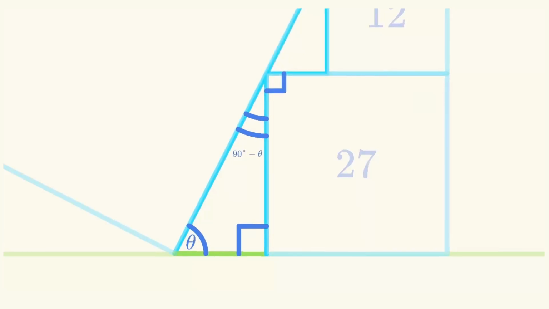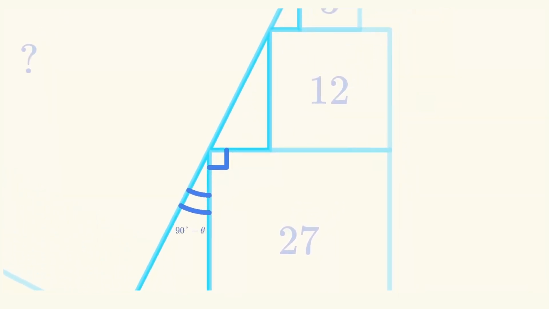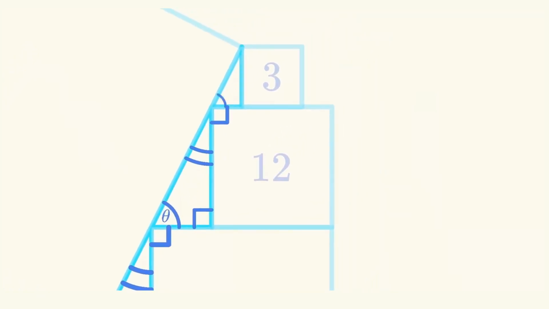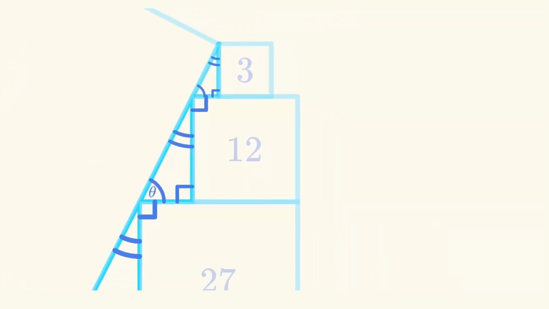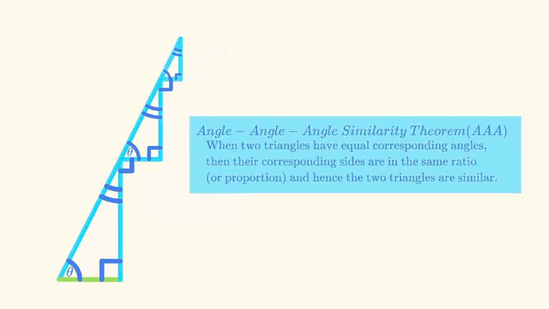Now, because this angle inside the square is 90 degrees and this angle is 90 minus theta, we know that this angle must be 180 minus 90 minus 90 minus theta, which simplifies to theta. Accordingly, we find that all of the angles in the middle triangle are congruent to the angles in the bottom triangle. We can repeat this process with the top triangle. Then, using the angle-angle-angle similarity theorem, we can prove that each of these three triangles are similar to one another.